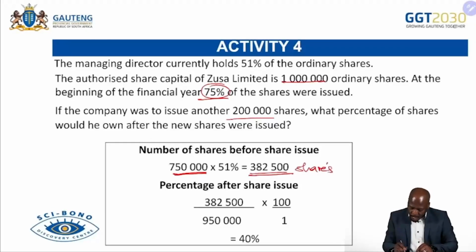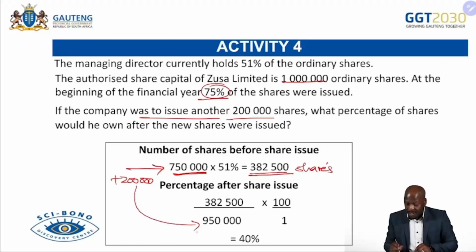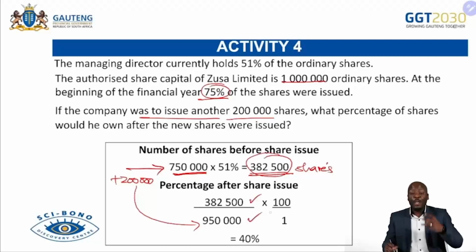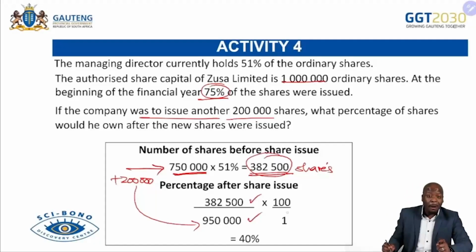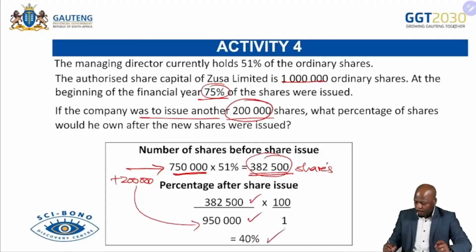If the company was to issue another 200,000 shares, that is the question now. If we increase that 750,000 by 200,000, how many shares will we have? We'll have 950,000 shares. And remember, his number of shares remains the same at 382,500. What percentage of shares would he own? So you say 382,500 divided by the new number of shares, 950,000, and then you get 40%.